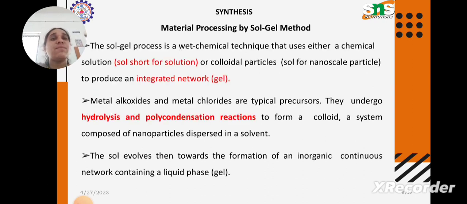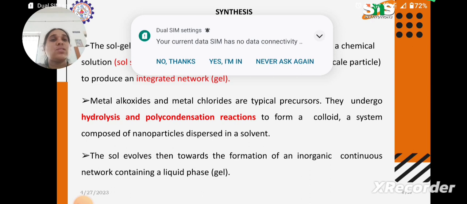The sol gel method is a wet chemical method that uses either a chemical solution or colloidal particles to produce an integrated network, that is gel. The metal alkoxides and metal chlorides are the typical precursors. They undergo hydrolysis and polycondensation reactions to form a colloid, a system composed of nanoparticles dispersed in a solvent. The sol then evolves towards the formation of an inorganic continuous network containing a liquid phase, that is gel.